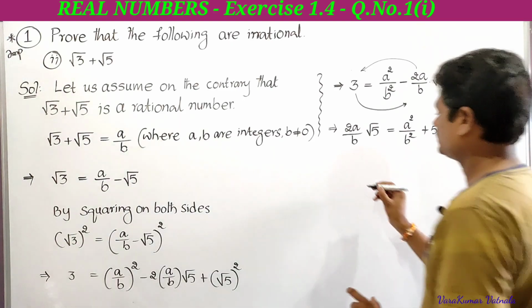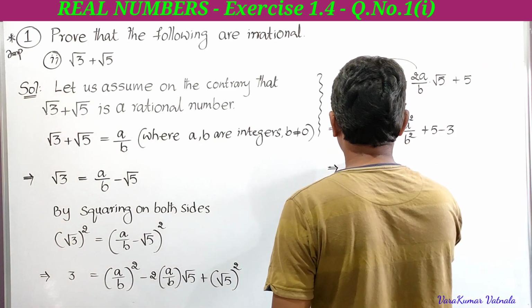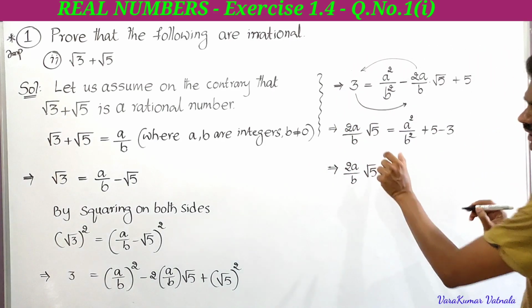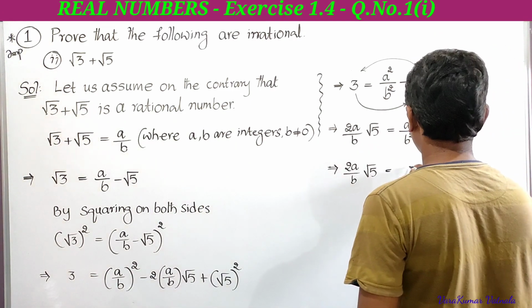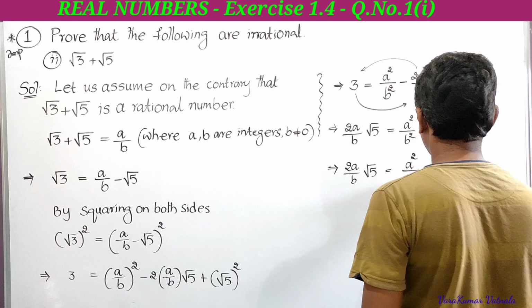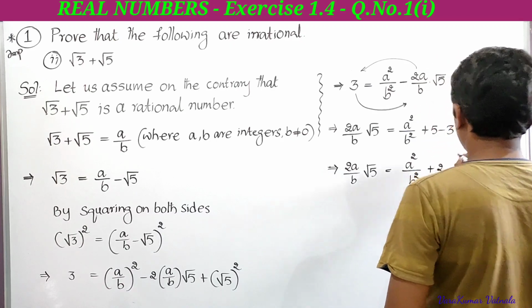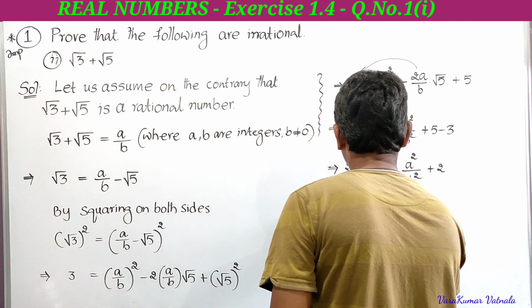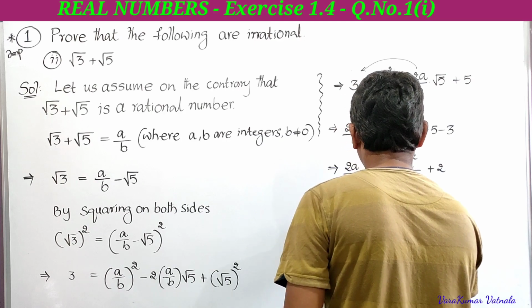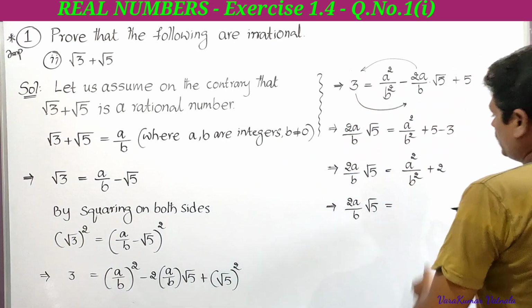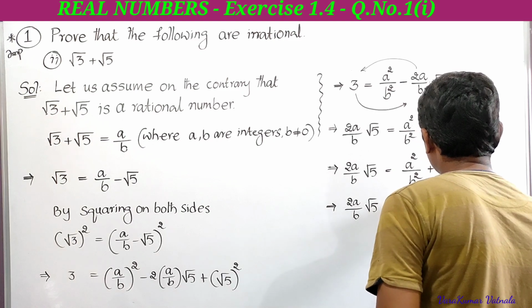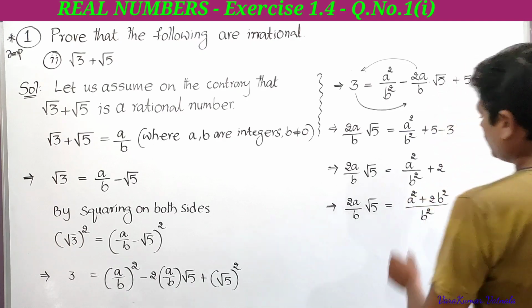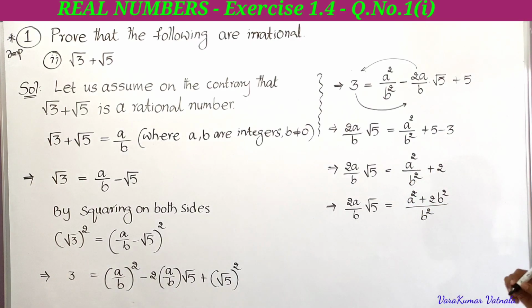So just we have to simplify. 2a by b into root 5 is equal to a square by b square, and 5 minus 3 is plus 2. So 2a by b into root 5 is equal to, find the LCM, a square plus 2b square divided by b square.